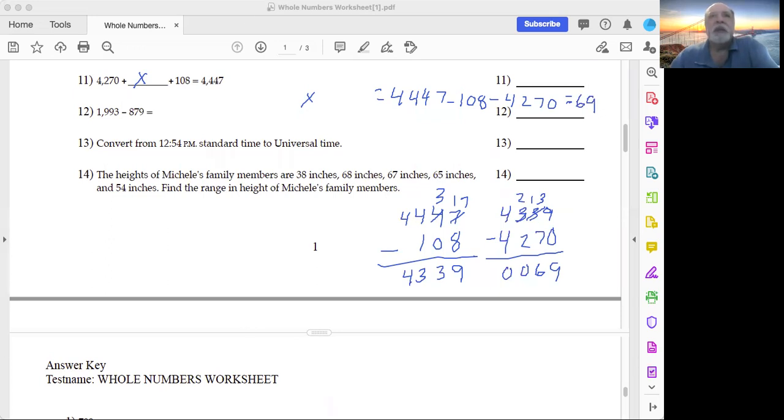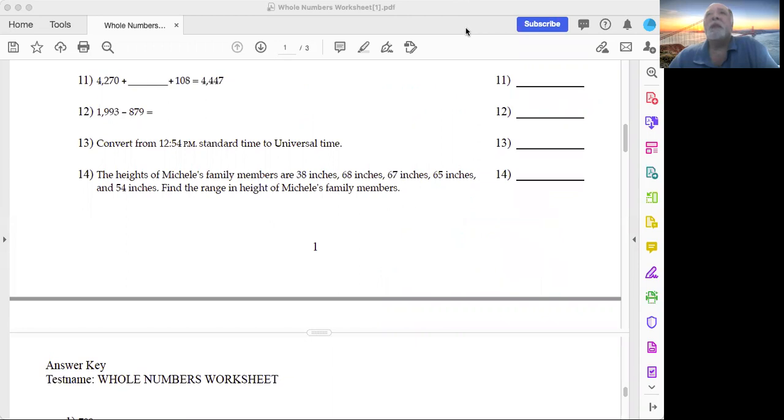Okay, so clear all this. 4447 minus 108 equals, minus 4270 equals, there it is, 69. Okay. So let's clear that out. All right.